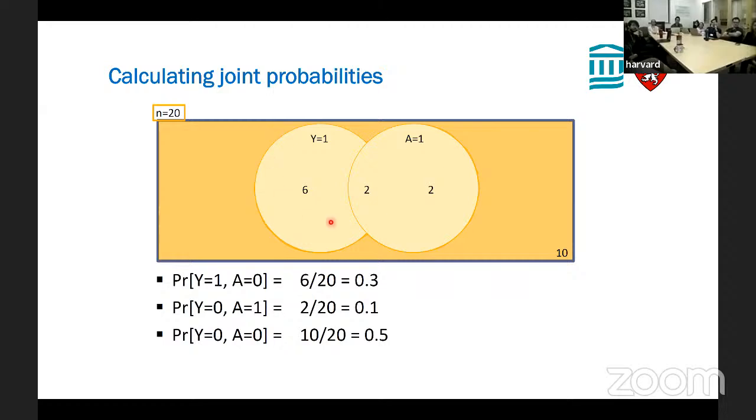Y equal 1, but no PLS. That means you subtract those two that are in the center, so you get only 6. 6 divided by the total population, which is 20. You see? So at the end, you could start combining not only the presence of that event, but also the absence of that event. That's why you could have Y equal 1, A equals 0, or vice versa, okay? Then this is about joint probabilities.